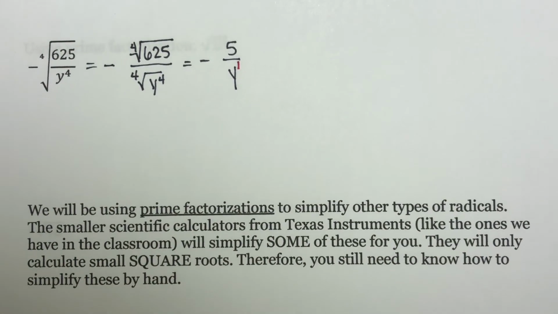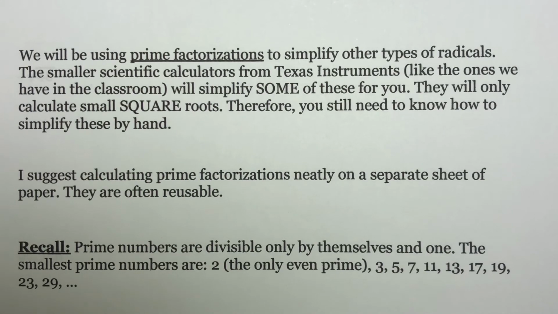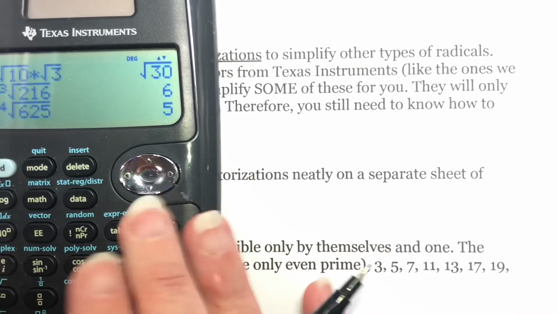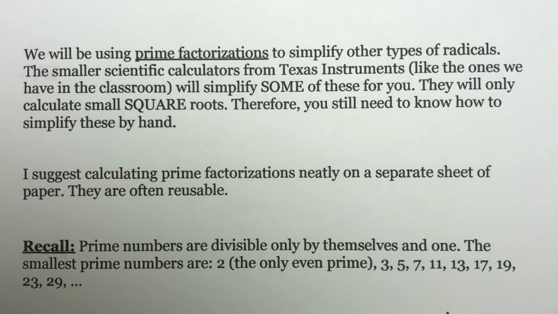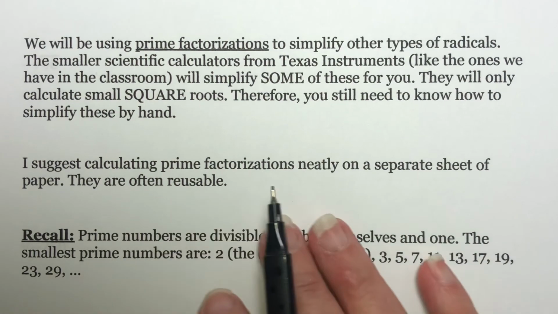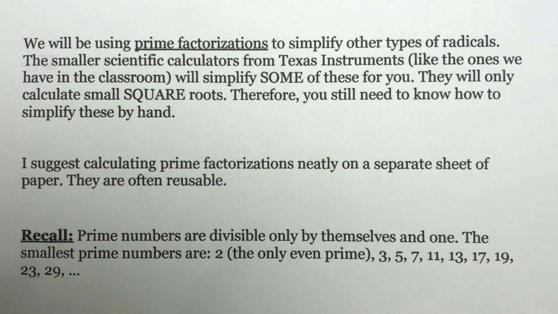Okay. We're going to be using prime factorizations to simplify other types of radicals. The smaller scientific calculators, like I said, like here, will do some of these. But we're going to calculate some prime factorizations, and I'm going to do them neatly on a separate sheet of paper because these are often reusable. There's no reason to keep doing work over and over again if we have it already.